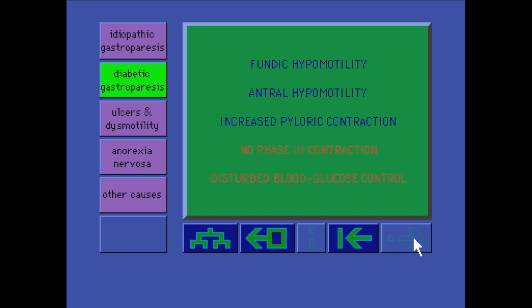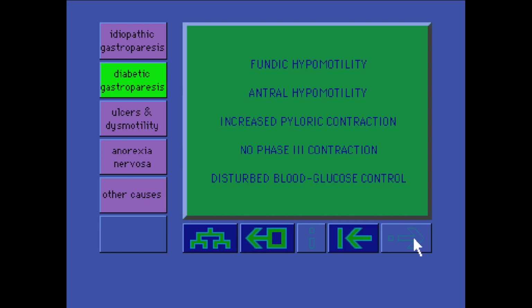Slow emptying of large food particles may be the result of the absence of phase 3 contractions of the migrating motor complex during fasting. Finally, disturbed gastric emptying will also disturb food or glucose uptake in the bloodstream. Treatment of the motility disturbance contributes to a more stable blood glucose control.